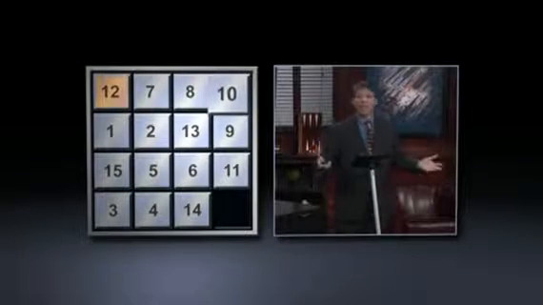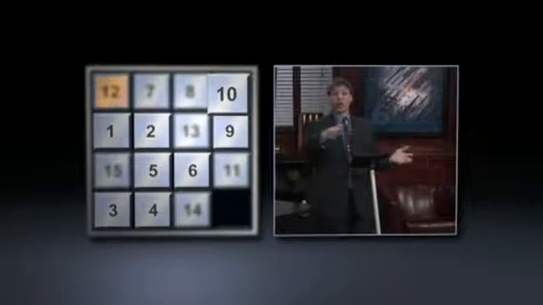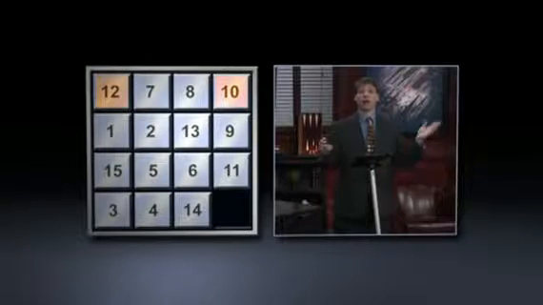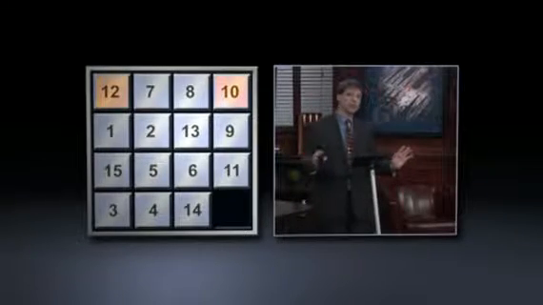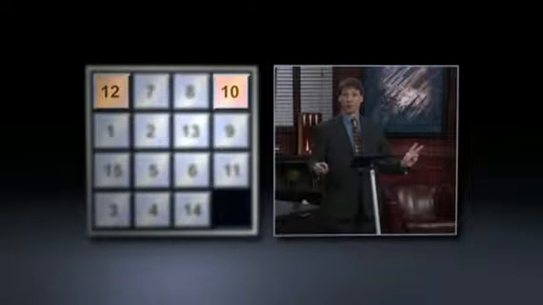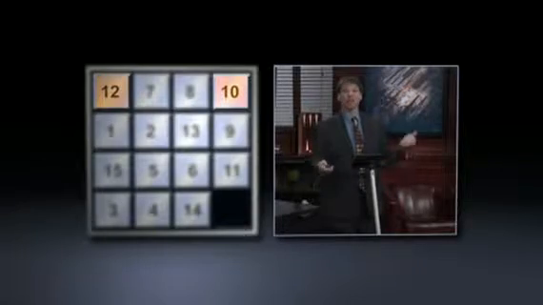The number 10 has 7 of its smaller numbers coming after it, so it's an oddball too. You can check for yourself that none of the other numbers are oddballs. Since this puzzle has exactly 2 oddballs, it is solvable. But if we swapped any 2 of those numbers, then we would have an unsolvable puzzle.